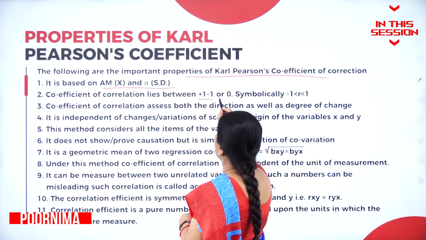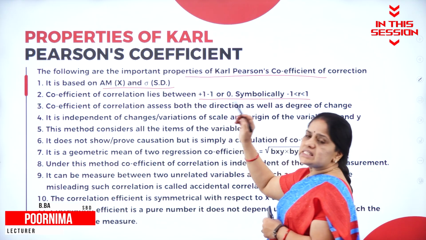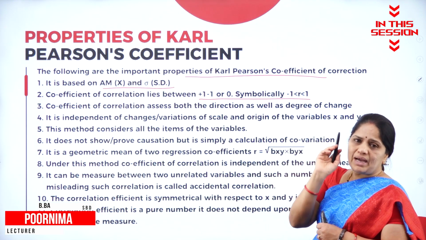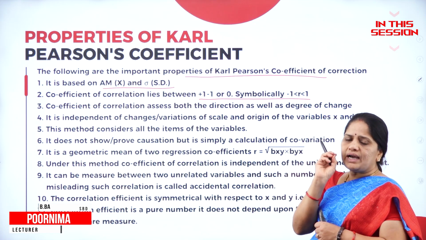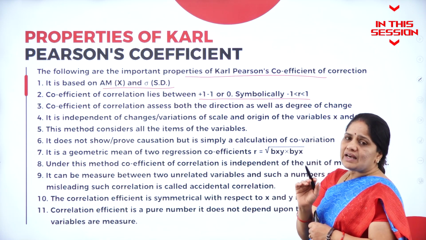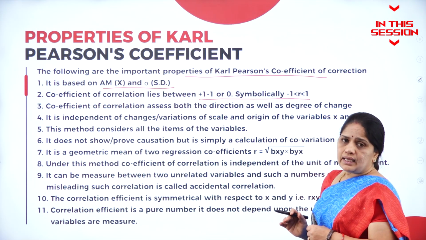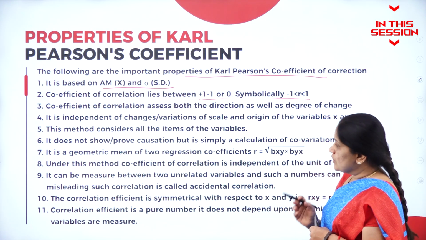The coefficient of correlation always lies between +1 and -1. So always you will get the values in decimals. You will never get a whole number in case of Karl Pearson's coefficient of correlation.